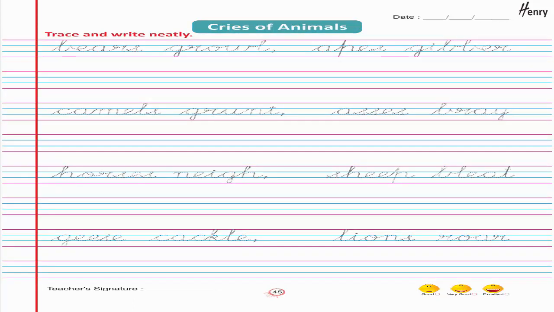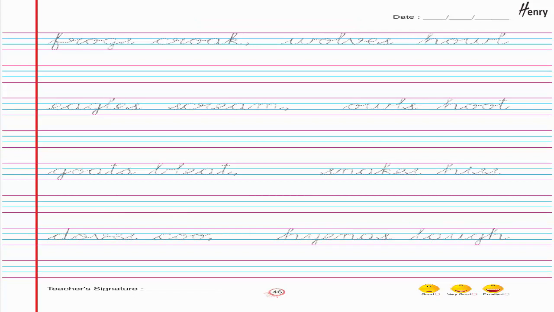Cries of animals. Trace and write neatly. Bears growl. Apes gibber. Camels grunt. Asses bray. Horses neigh. Sheep bleat. Geese cackle. Lions roar. Frogs croak. Worms howl. Eagles scream. Owls hoot. Goats bleat. Snakes hiss. Doves coo.